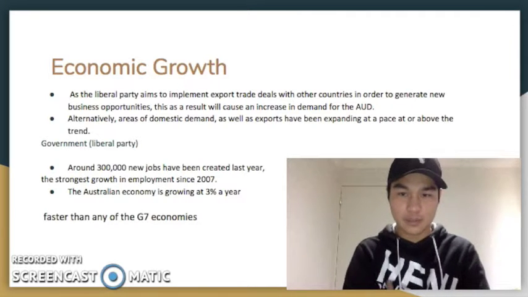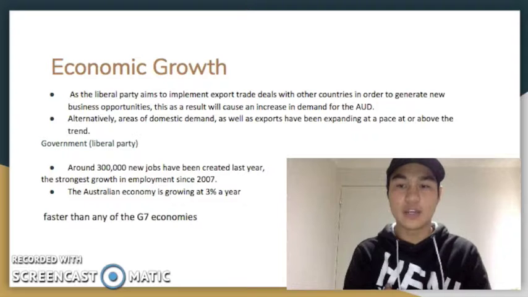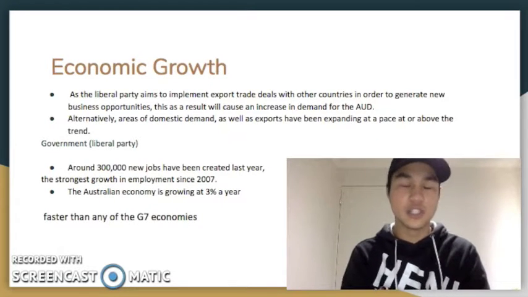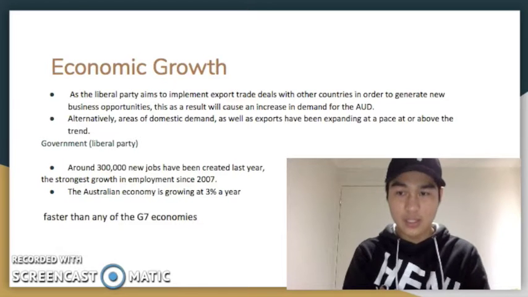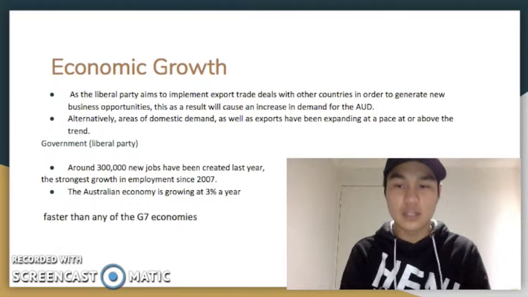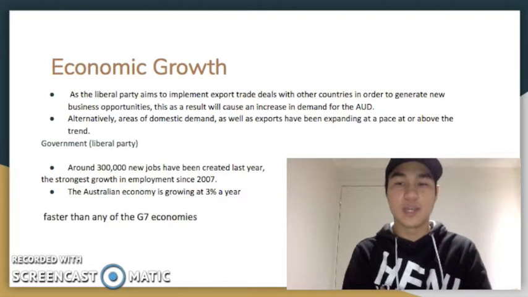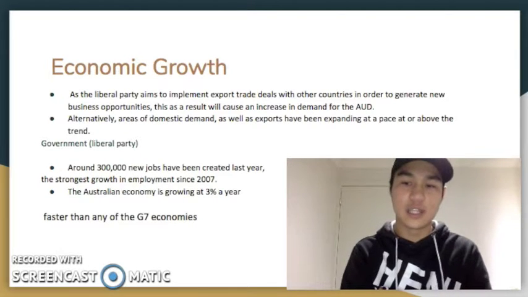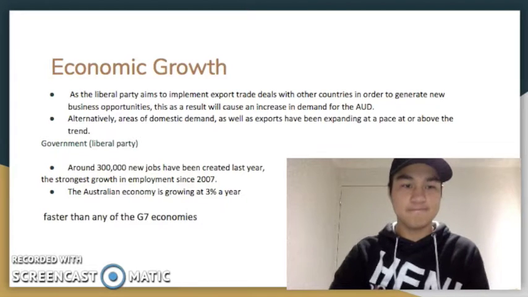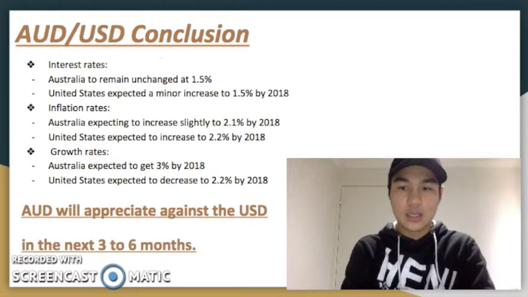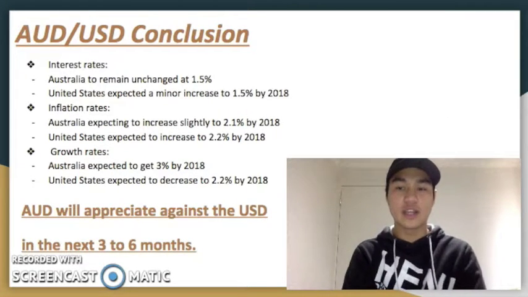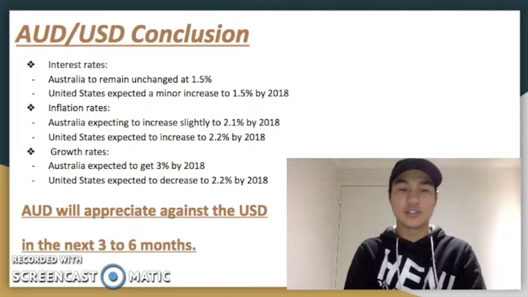2007 in Australia. The Australian economy is growing at 3% a year, faster than any of the G7 economies, which is a group consisting of Canada, France, Germany, Italy, Japan, the United Kingdom, and the United States. After thorough research, it is evident that the AUD will appreciate against the USD in the next 3 to 6 months.